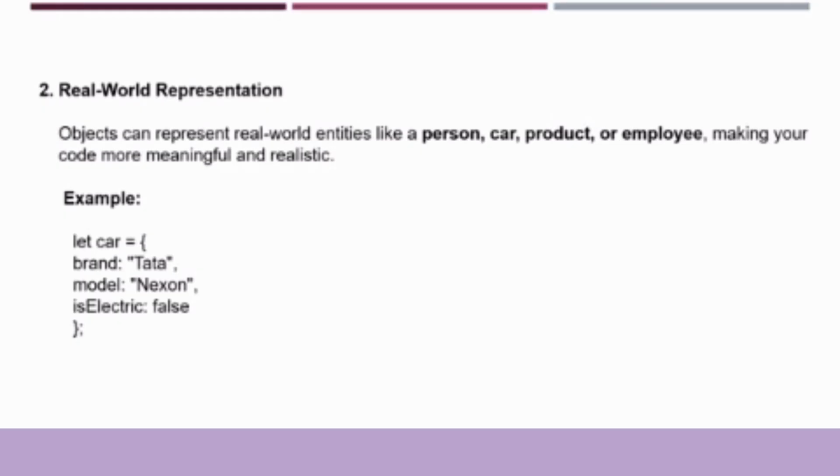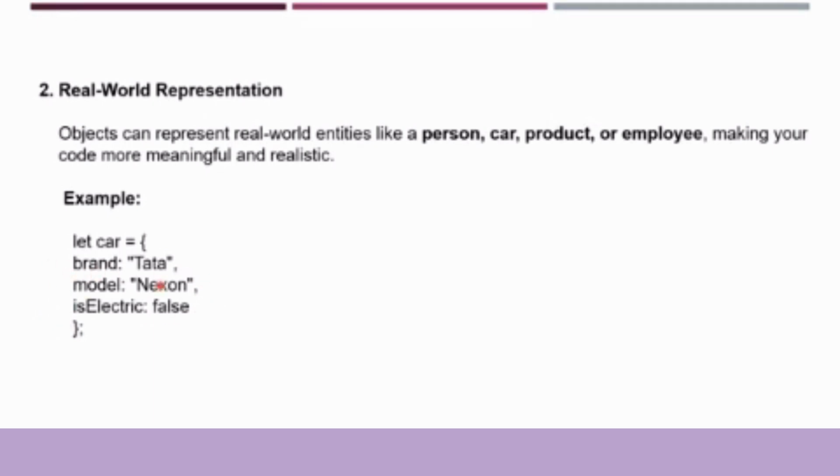The second reason why we use objects in JavaScript is for real-world representation. This means we can use objects to represent real things like a person, a car, a product, or even an employee. Just like these things have features in real life, we can describe them using objects in our code. Let's take an example of a car. Here we have created a car object. It has a brand, it has a model, and it tells us whether the car is electric or not. In this case, it is false.